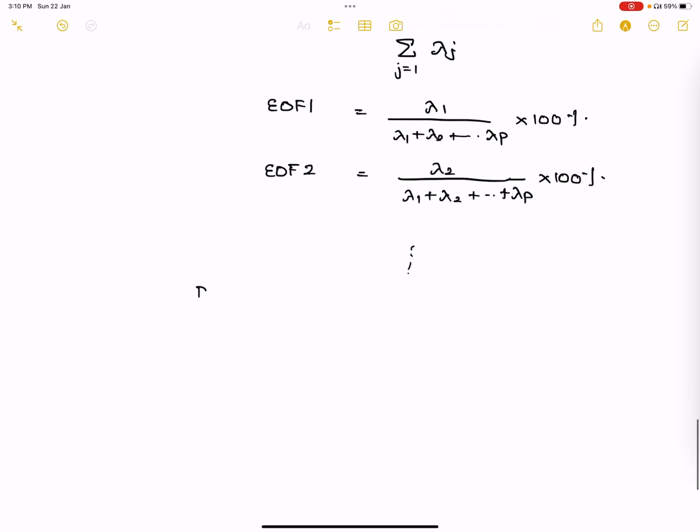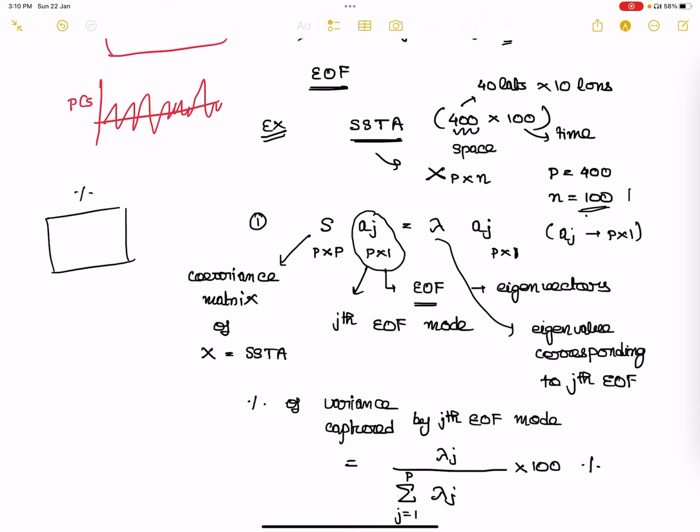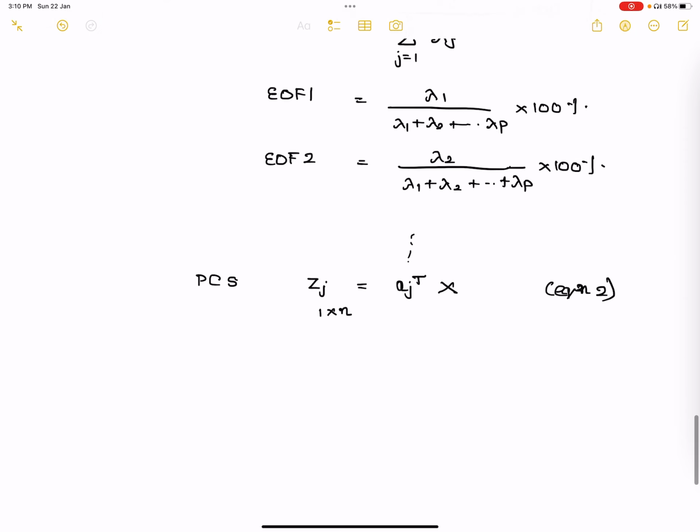And we know the PCs, the principal component time series. I have already shown that this is Zj, which is Aj transpose times X, equation 2. Zj is equal to Aj transpose X. We have also seen that the dimension is 1 by n, because n represents the time and p represents the space. So we call it a PC time series, because it is 1 by n.